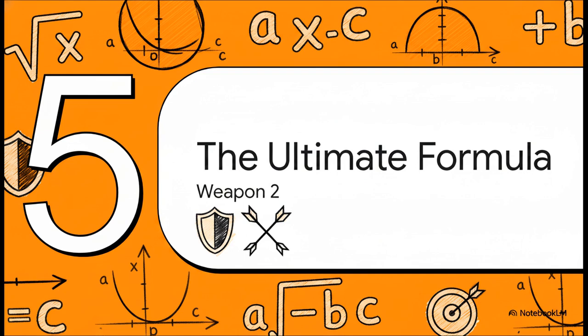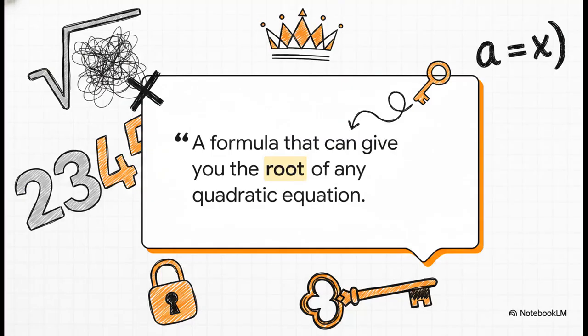Finally, Section 5, the ultimate formula, Weapon 2. Let's transition to the absolute foolproof tool in our arsenal, because let's be honest, sometimes middle-term splitting gets way too confusing. Maybe the numbers are massive, or there are messy square roots involved that make guessing basically impossible. When factorization fails you, this is your ultimate, universal backup key. Sridharacharya's formula will conquer literally any quadratic equation you throw at it.